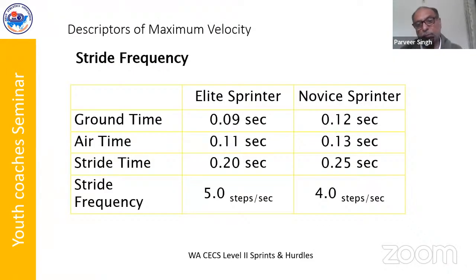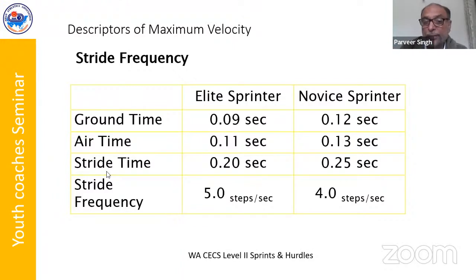So this table shows you the stride frequency of elite sprinters and novice beginners. Ground time, which is the average contact time during the sprint, is 0.09 second for elite sprinters, whereas in the case of young athletes or beginners, it is 0.12 second. So there is a difference, and the contact time of a sprinter decreases.